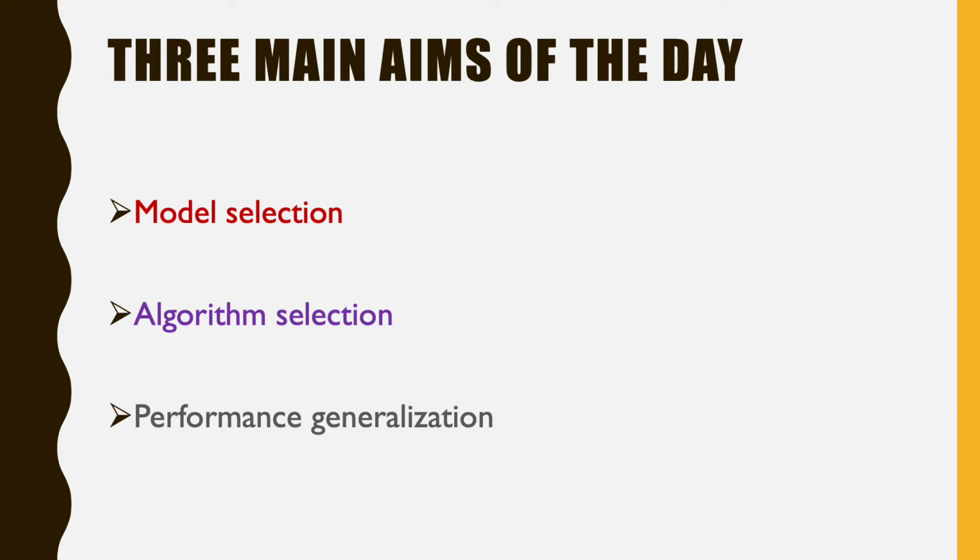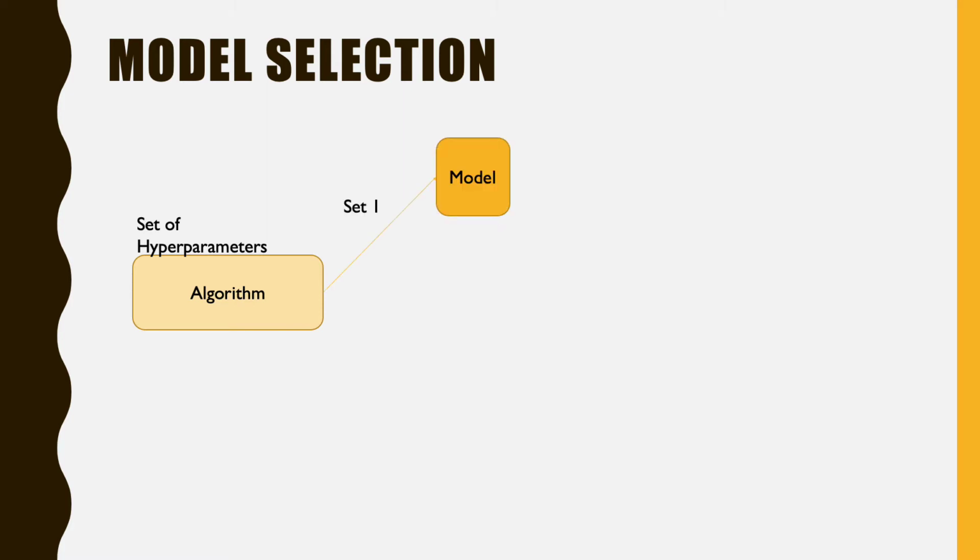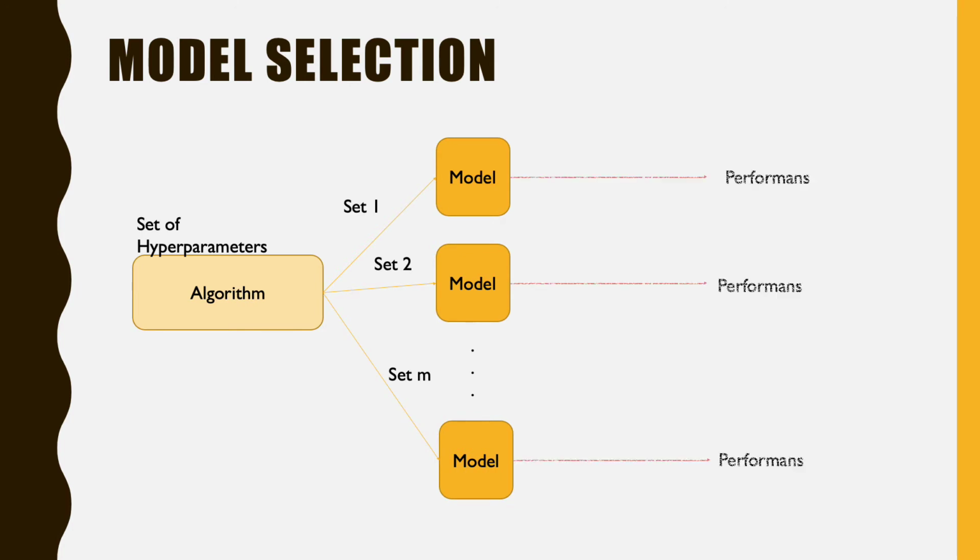All in all, here are the three main aims of today: model selection, algorithm selection, and performance generalization. Here is model selection. We have our algorithm and a set of hyperparameters. For the first set, let's run the model. For the second set, we run the same model again. And for the M-th set, we run the model again. For each model, we look at the performance, and at the end we choose one of them by looking at this performance.